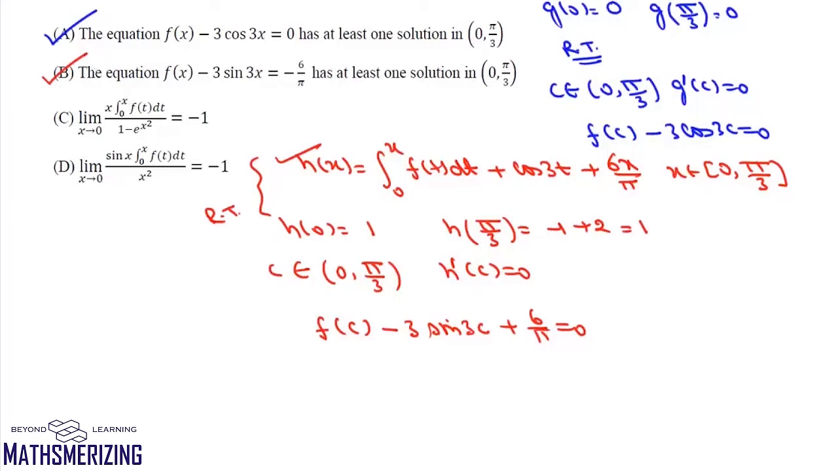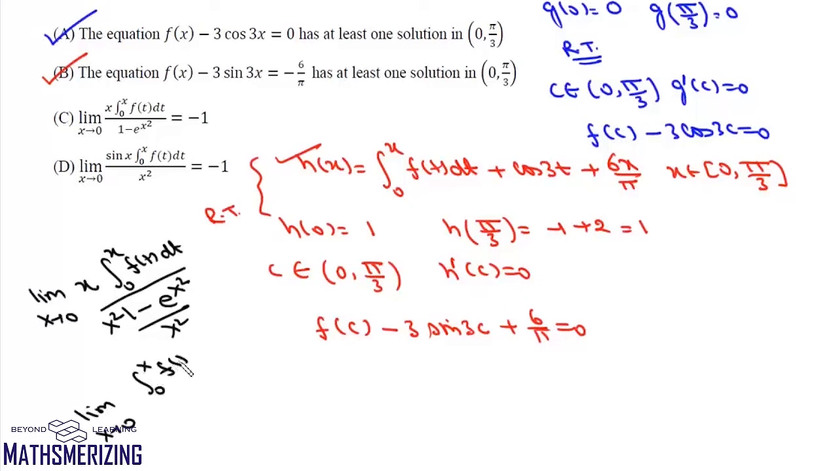Now if we look at this option C, which is this limit x tends to 0, x into this integral from 0 to x of f(t) dt upon 1 minus e to the power x square. Now what we'll do is we'll multiply and divide it with x square. Now we can rearrange this limit as limit x tends to 0, this integral from 0 to x of f(t) dt upon, now x and x will cancel, so it will be x into, now this is a standard limit, e to the power x minus 1 upon x, it is 1, and here it is 1 minus e to the power x square, so this value will be simply minus 1.